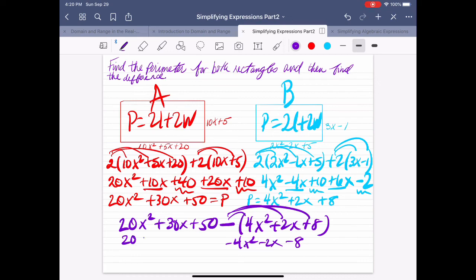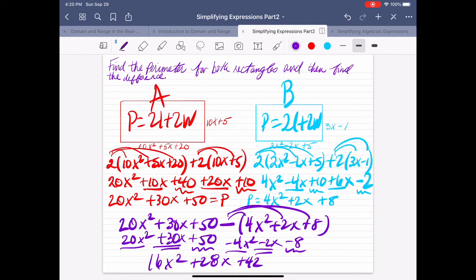Let's bring these down. Let's combine like terms and we will be done. 20x squared minus 4x squared leaves us with 16x squared. 30x minus 2x leaves us with 28x. And 50 minus 8 is 42. So this expression represents the difference between the two perimeters. So if you feel comfortable doing it this way, that's good, but let me show you another way.